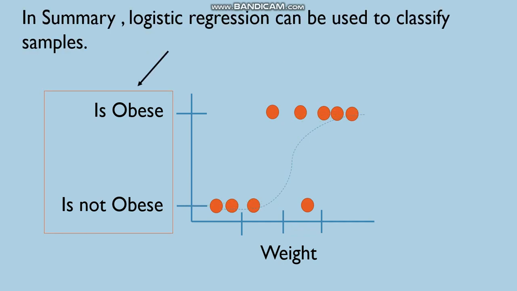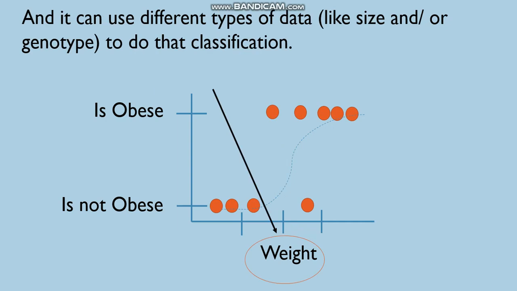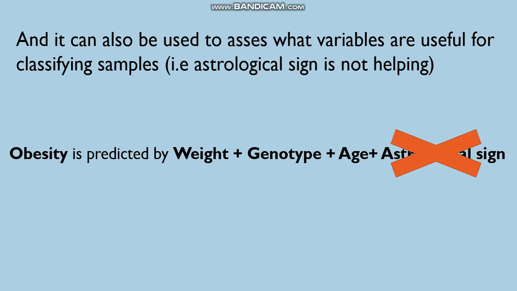In summary, logistic regression can be used to classify samples. It can use different types of data to do that classification. And it can also be used to assess what variables are useful for classifying samples.